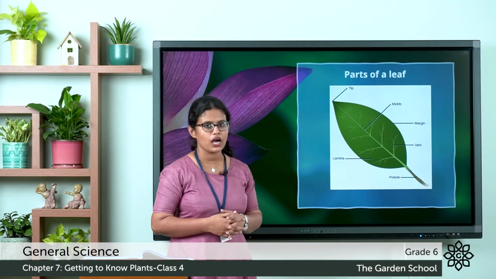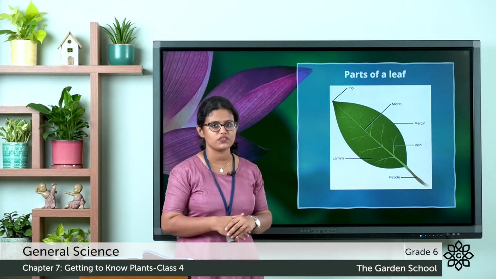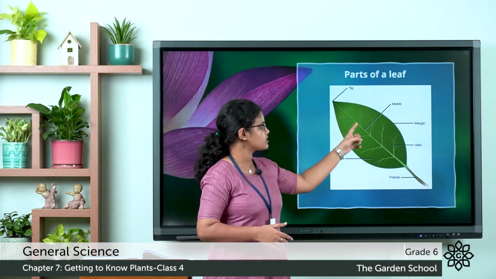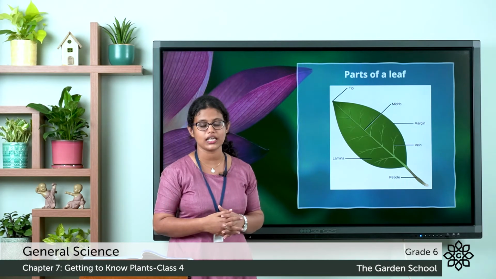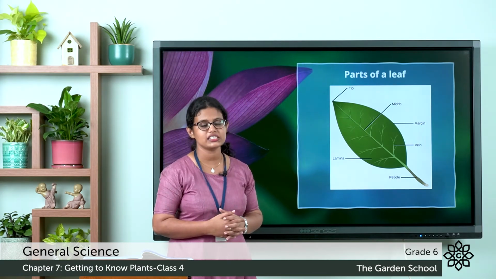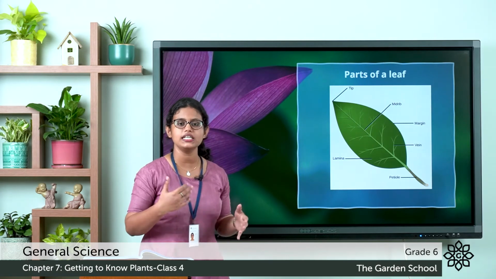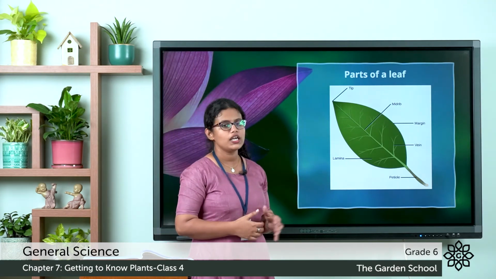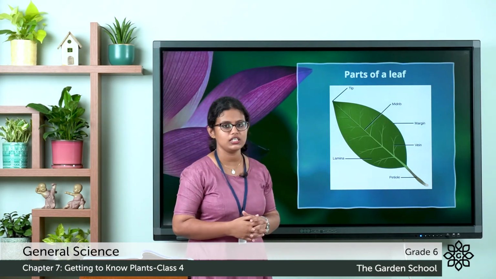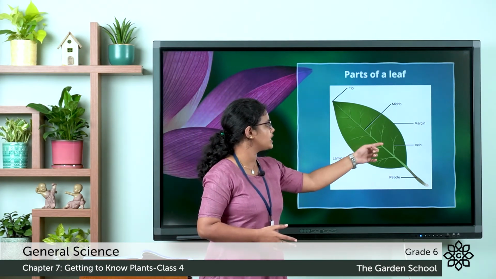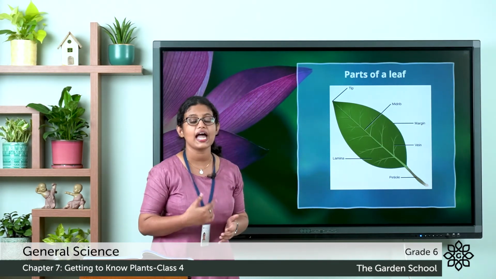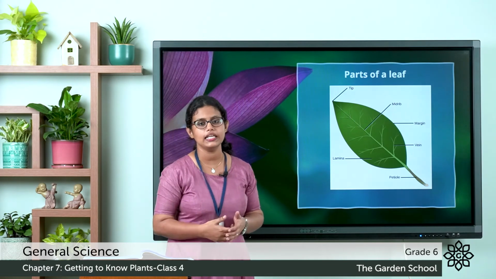Moving to the next part, if you again closely observe this picture, you can see this thick line in the center. That is the main vein, and it is called the midrib. Then you can see thin veins originating from this midrib, and those are called the leaf veins.